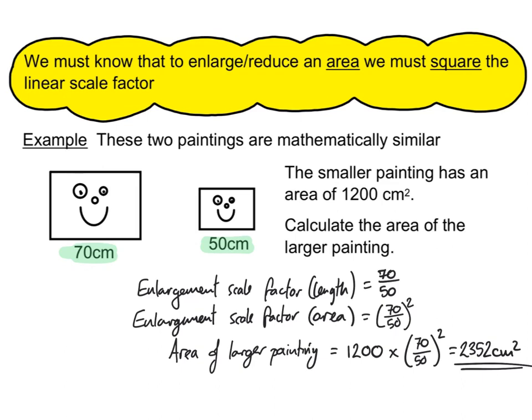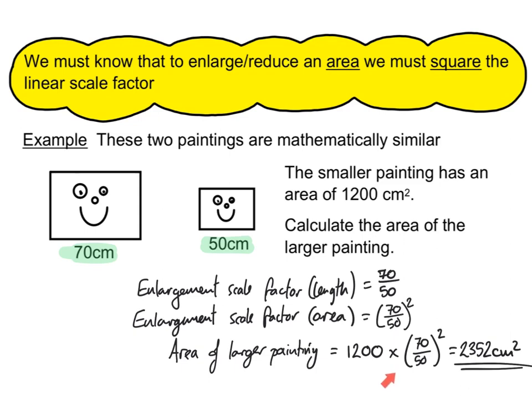So just a quick recap. In these questions where we're asked to enlarge or reduce an area, we simply take our lengths, use them to, as normal, write down our enlargement scale factor for length. We then take the enlargement scale factor for length and we square it to get our enlargement scale factor for area, and then we simply multiply the area we want to enlarge by this.